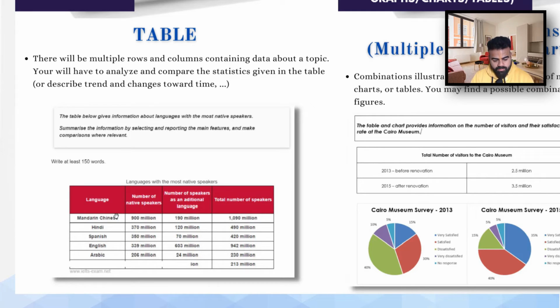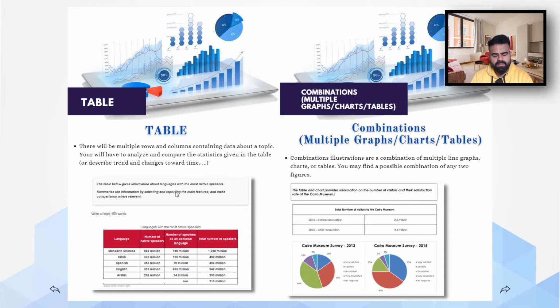And you have to see what elements are being compared. So you see the examiner is comparing here the number of native speakers, the number of speakers, and then the total number of speakers for that particular language. So a table is a simpler one, and let's now move to the next one.